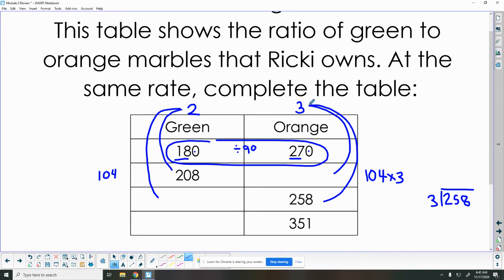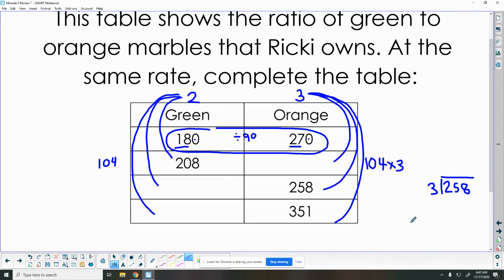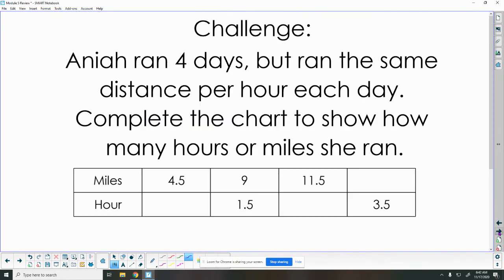And then you would repeat. How do you get from 3 to 351? Well, you divide to see what we multiplied by, and then do the same thing to the other side. So if you want to finish that, you are welcome to. There will be a challenge problem similar to this tomorrow, so it might be a good idea to practice that.